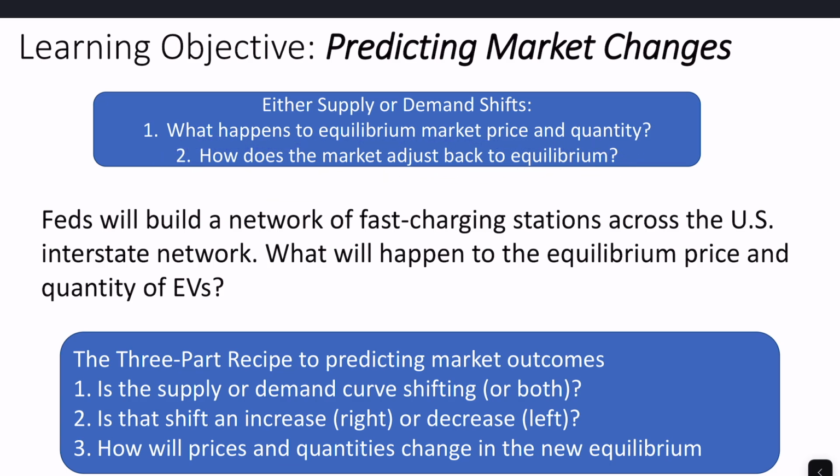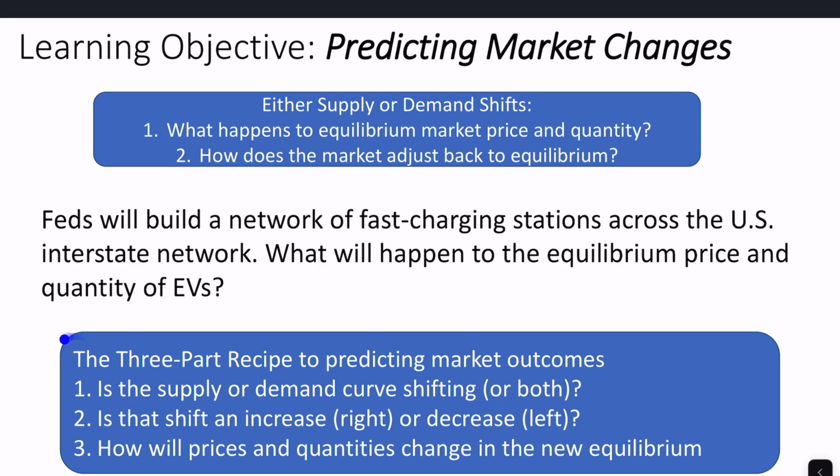I'm going to go through an example here, and I'm going to give you a recipe to do a problem like this. So the application will be the federal government is going to build a network of fast charging stations across the U.S. interstate network. What's going to happen to the equilibrium price and quantity of electrical vehicles if now we have more fast chargers across the nation?